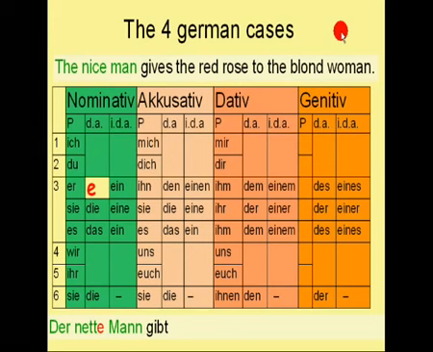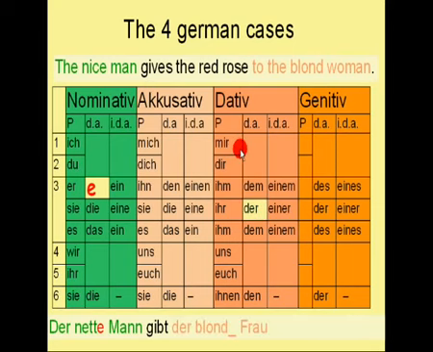Because the blonde woman is the indirect object, this means she is in the dative case. So what is the definite female article in the dative case? It is "der". So the sentence continues with "der blonde Frau". Now, as you can see here, the ending is missing again. So we need to add the ending. Do you remember the ending for this definite article? It was "en". So let's add it to the adjective. Now the sentence reads: "Der nette Mann gibt der blonden Frau."